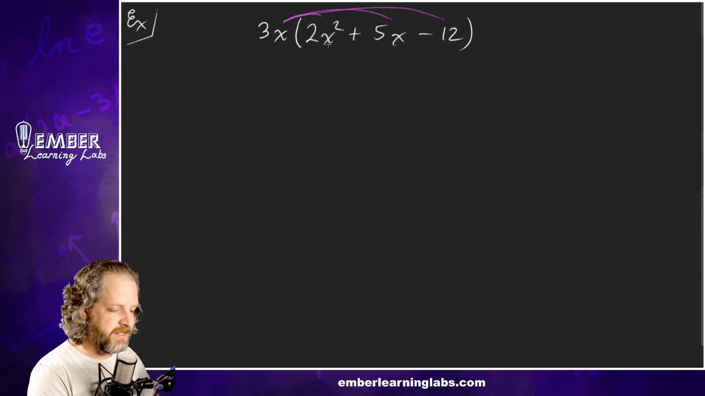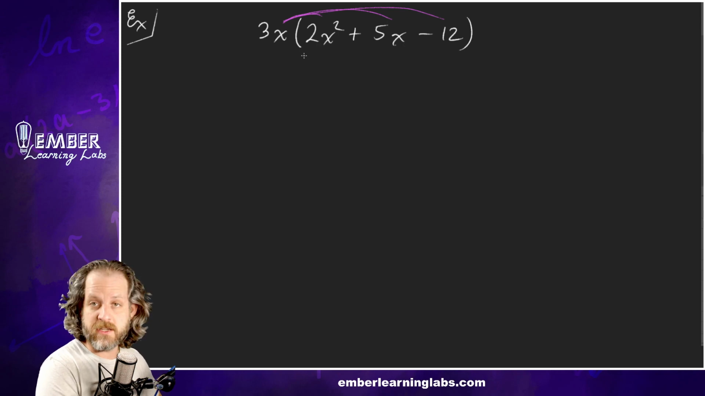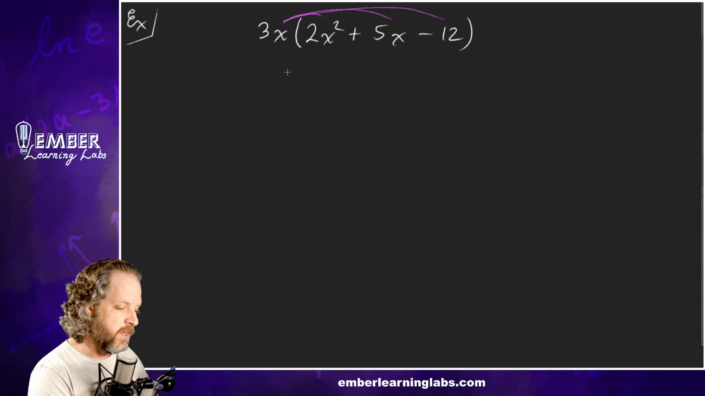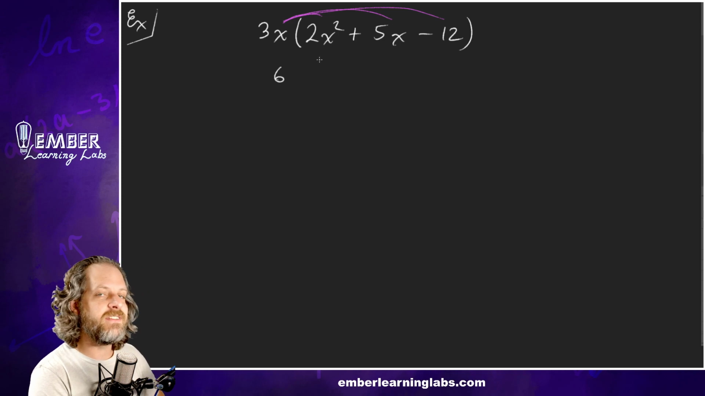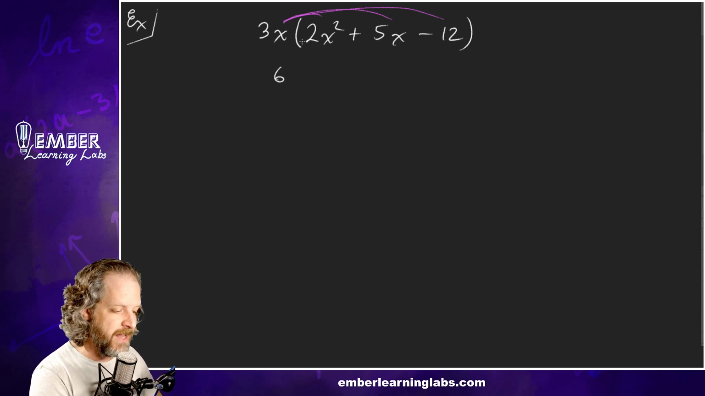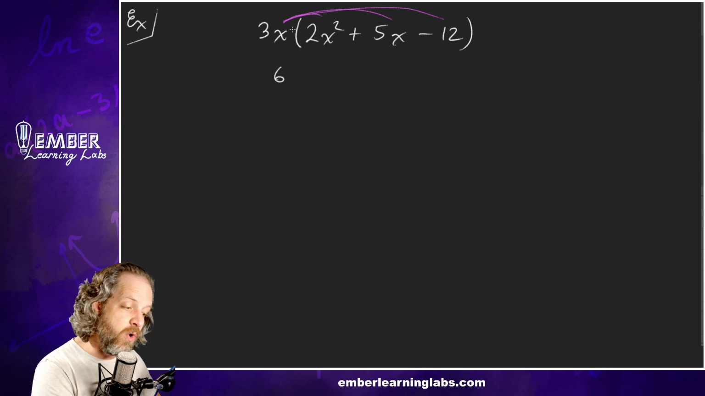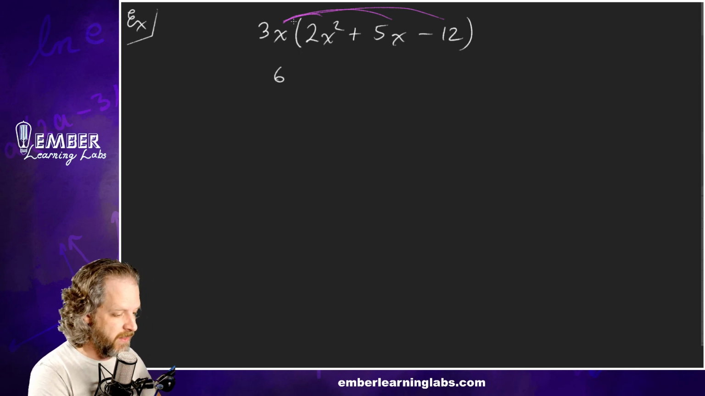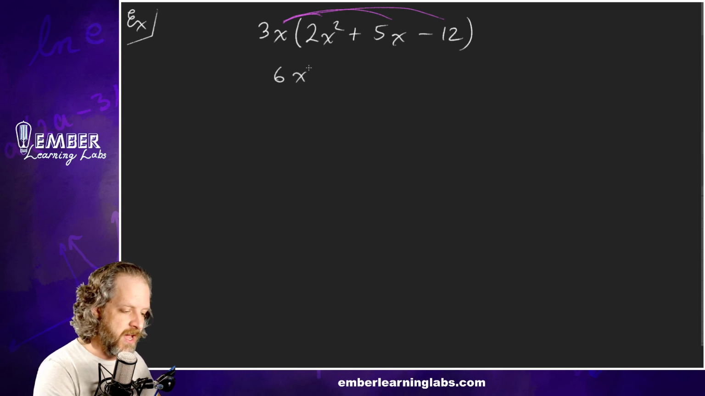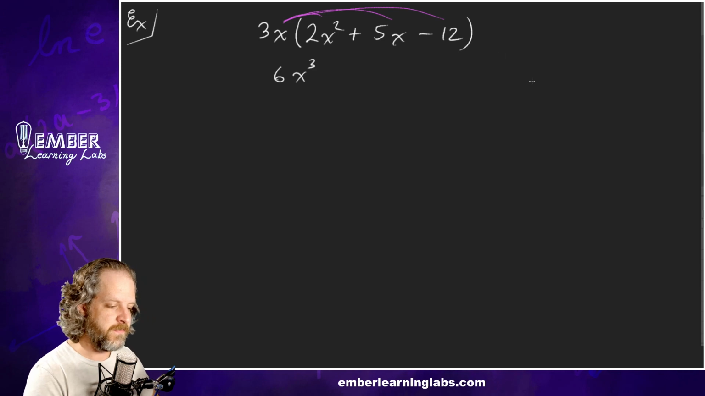So we've got 3x times 2x squared. The coefficients, those numbers in the front, we just multiply. So 3 times 2 is 6. Now we've got x times x squared. That's like bases multiplied. What do we do with those exponents? We add them when we have like bases multiplied. So 1, remember there's a 1 if there's nothing there, 1 plus 2 is 3. So this turns into 6 times x cubed.